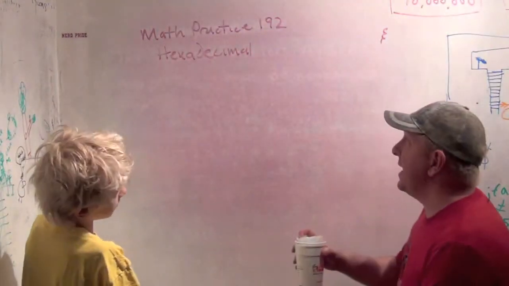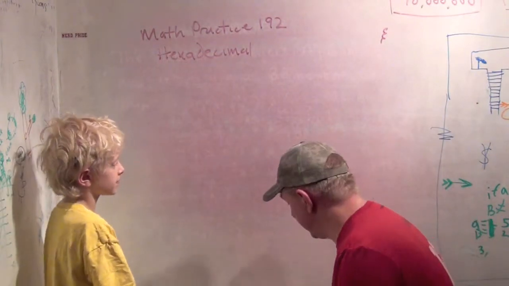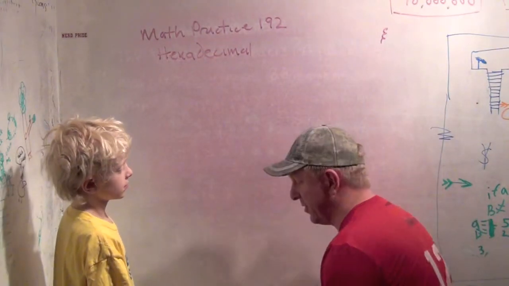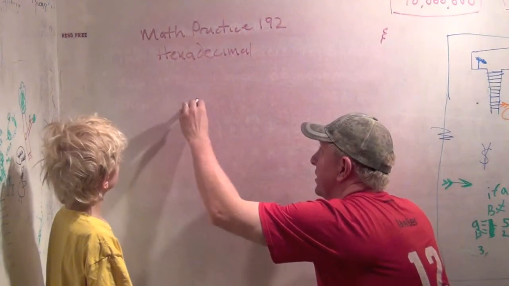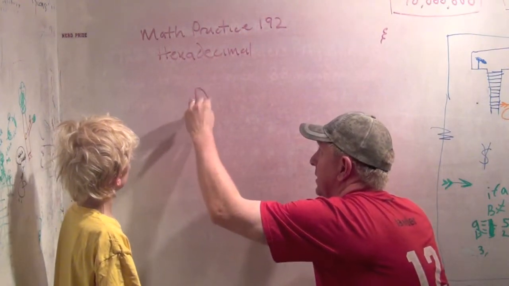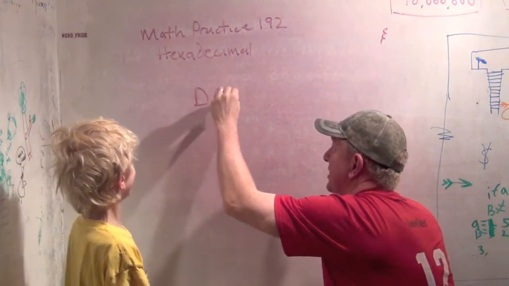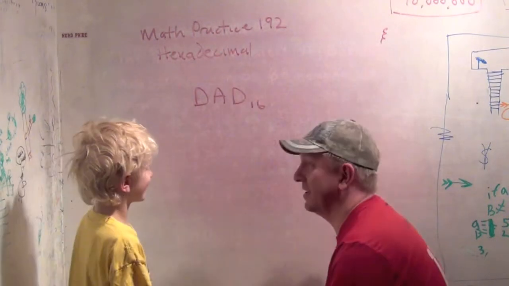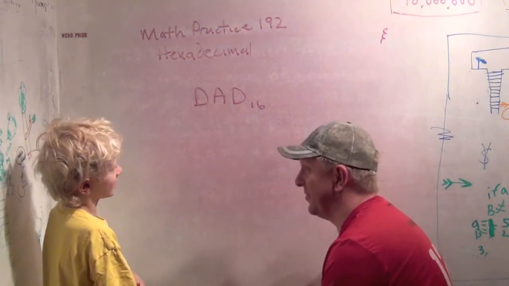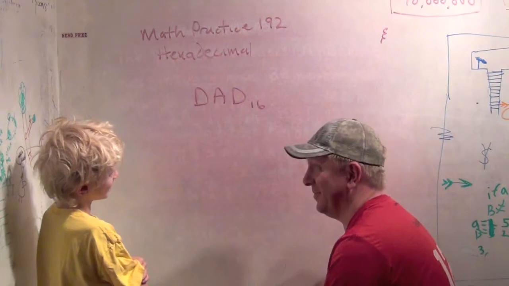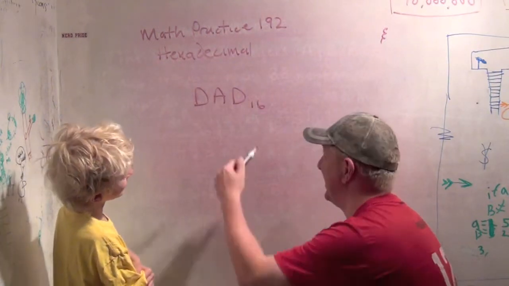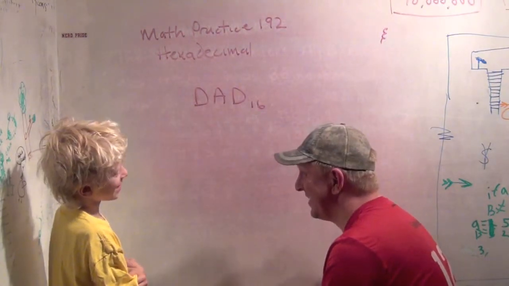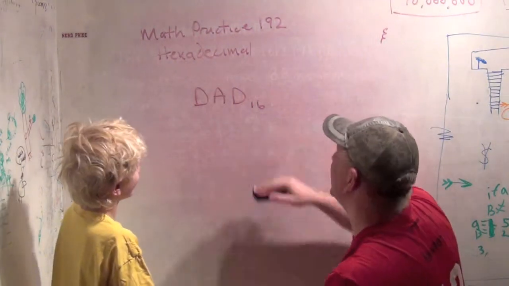Welcome to MathPractice192. So today, or yesterday actually, we learned about the coolest number in the whole world. D-A-D in base 16. Now, dad is cool, right? Dad is awesome, right? Dad is the super best, right? So what did this mean?